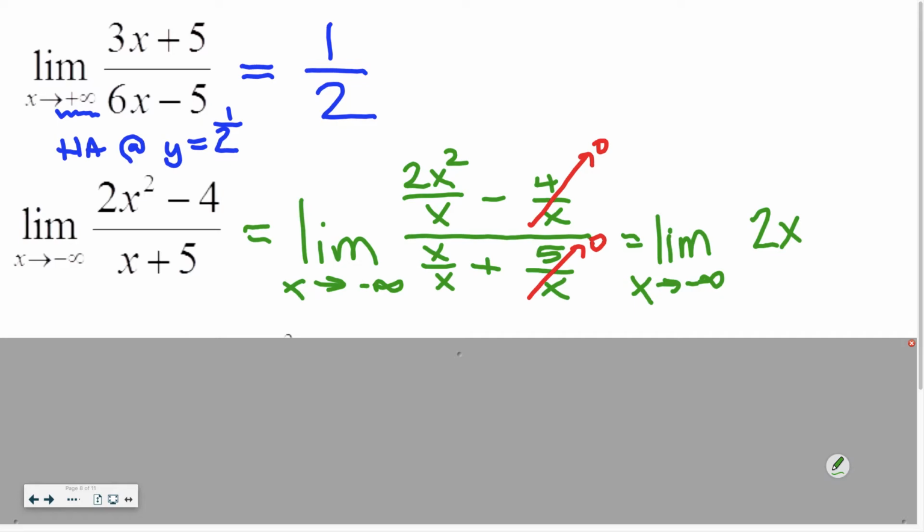Well, that's a line with positive slope. What's happening towards negative infinity? We're going towards negative infinity. Okay? When we have a slant asymptote, you will have some sort of infinite answer. Okay? It's just going to happen.